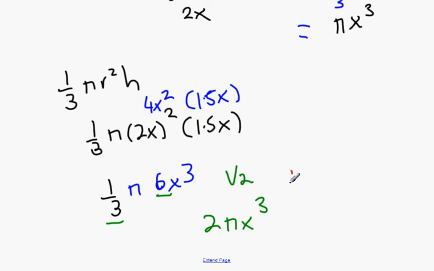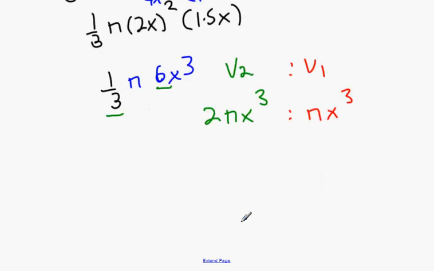The volume of the first one is pi x cubed. How much bigger is the second one than the first one? Twice as big. Ratio is 2:1. Okay.